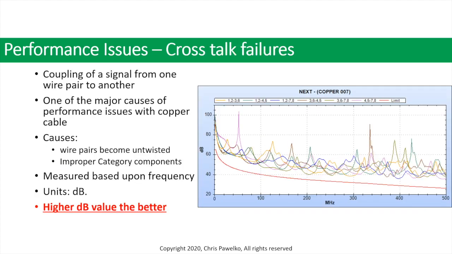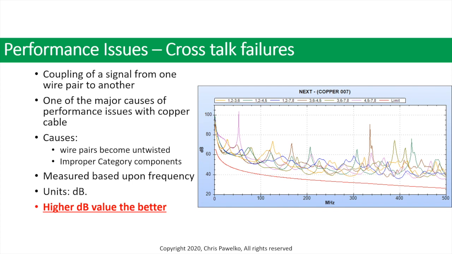So now we're going to talk about crosstalk failures. Crosstalk is the coupling of a signal from one wire pair to another. It is one of the major causes of performance issues with copper cable. And this doesn't matter if you are using 4 pair, 25 pair, 100, 600, and so on and so forth. The best way to describe crosstalk is back in the old days when you used to make a phone call and you would actually hear faintly another voice on the line.